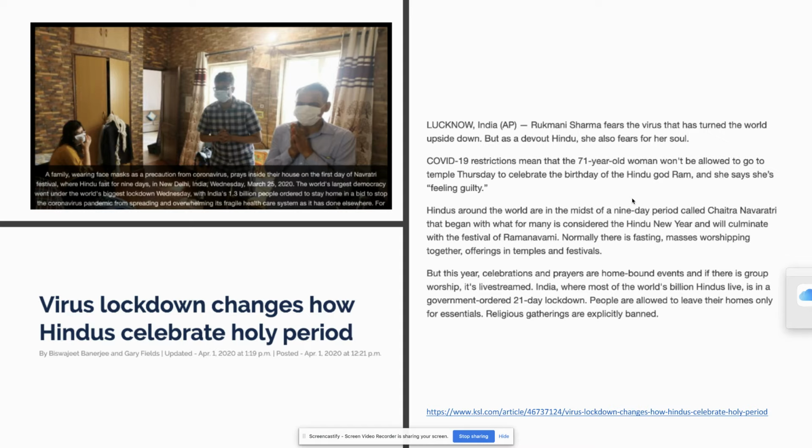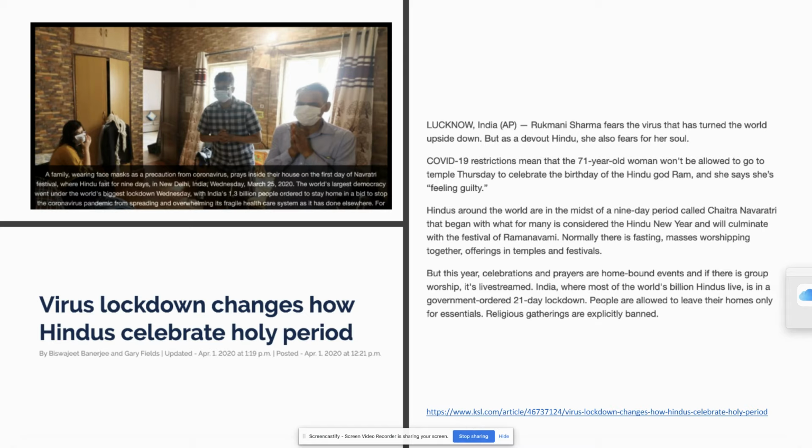It kind of goes along with something that is generally considered the Hindu New Year and culminates within the 9-day period with a single festival, Ram Navami. There's other ways that this is being seen. We're seeing it listed out here that there's fasting, there's worshiping together, big collective worship, and then a variety of other ways to celebrate that.